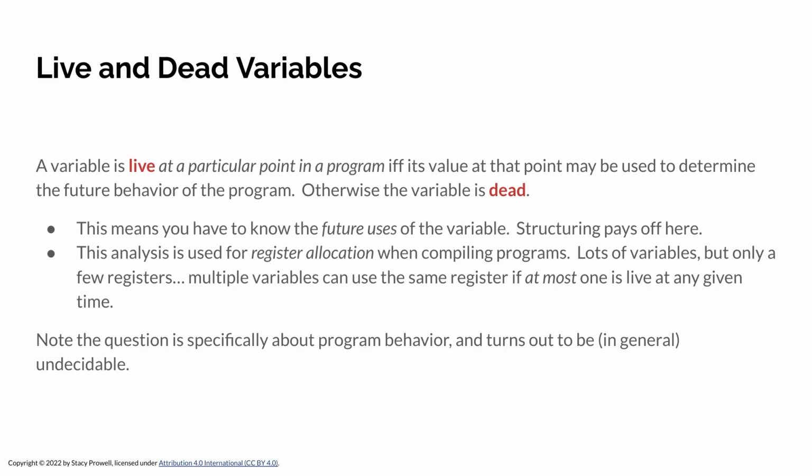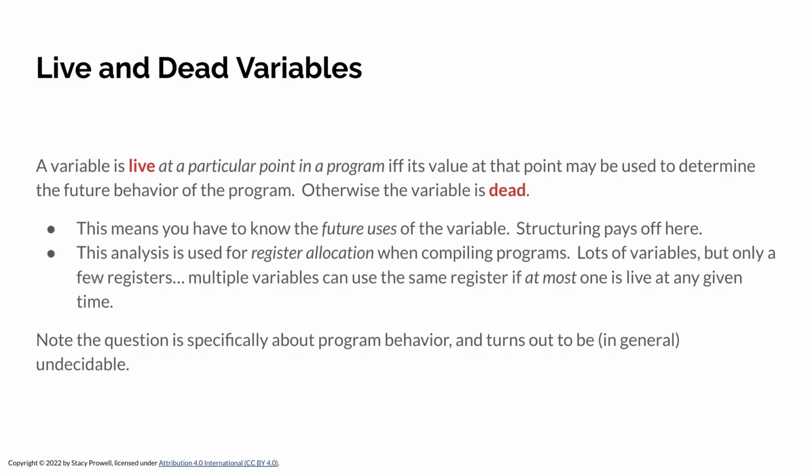So here we say a variable is live at a particular point in the program if and only if its value at that point may be used to determine the future behavior of the program. What is the future behavior of the program? Well, it might be a control flow decision, or it might be an output decision. Okay. This means you need to know the future uses of the variable.